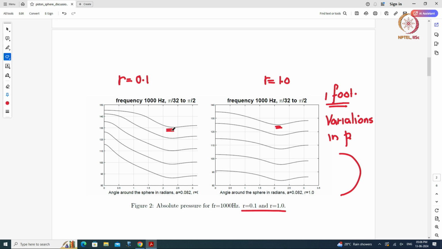For the same reason there is more variation on the left side, because you are close to the surface. The surface pressure follows the boundary condition, and therefore you see variation. Whereas on the right hand side it is more smoothed out as before.